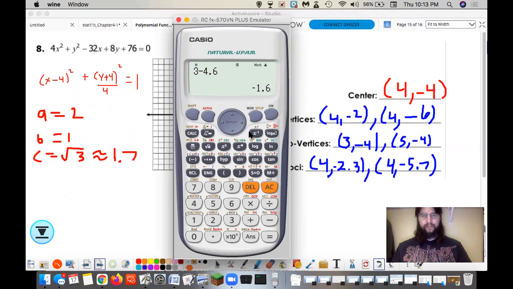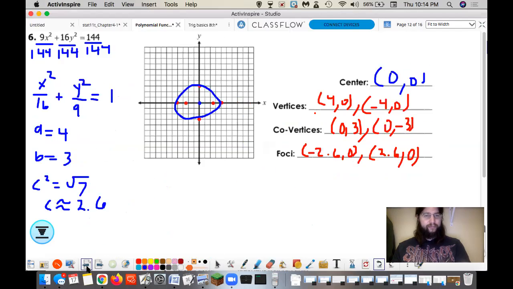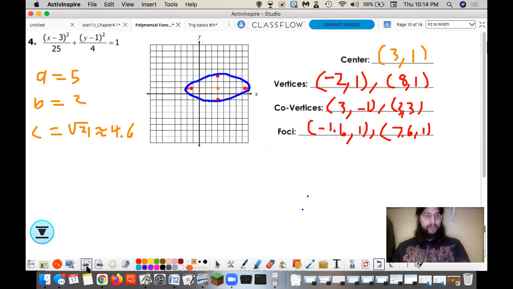Okay. Negative 4 plus 1.7 should be negative 2.3. Minus 1.7 should be negative 5.7. Okay, I knew I was going to change there. Why? I don't know. Maybe I didn't mess up. Maybe I did. If I did, sorry.